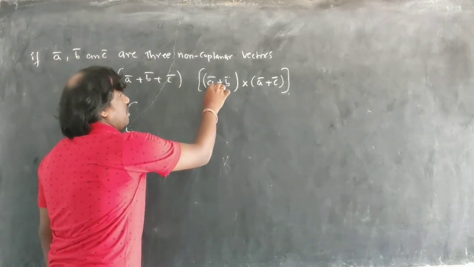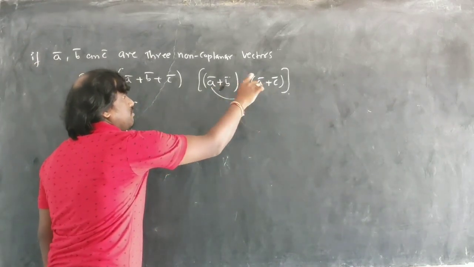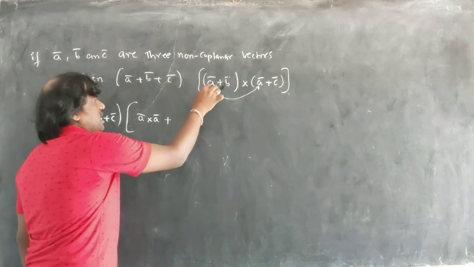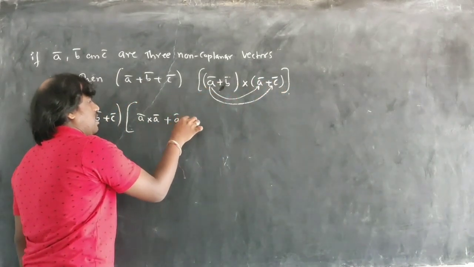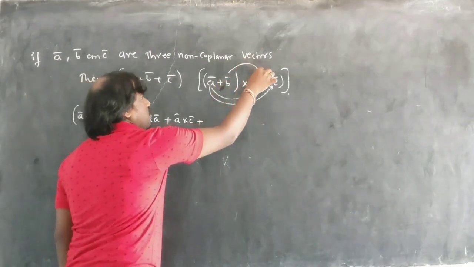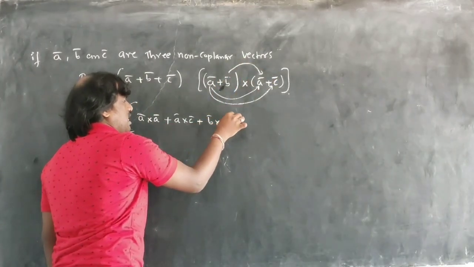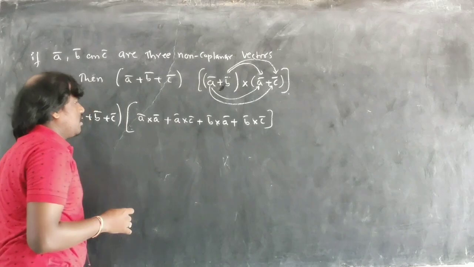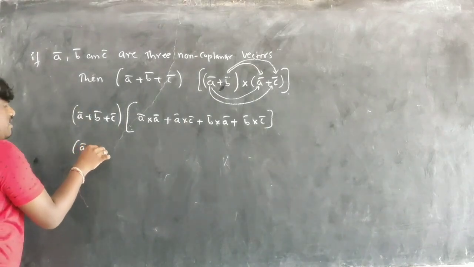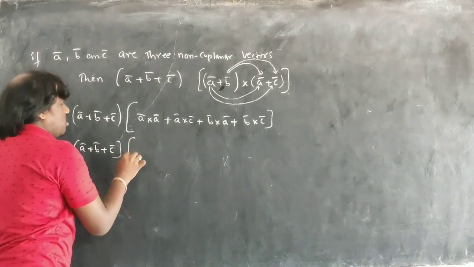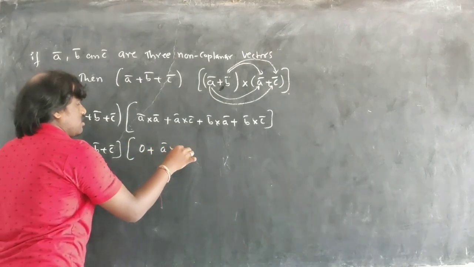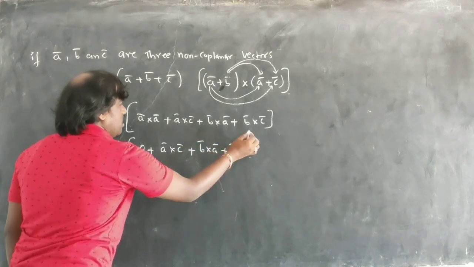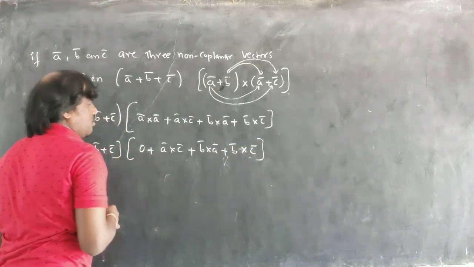A will be crossed with A because you have a plus symbol, so I get A cross A, plus A cross C. Next B crossed with A, B cross A, and B crossed with C, so B cross C. You know that A cross A is 0, and you have A cross C plus B cross A plus B cross C. The first term becomes 0, the rest remain.